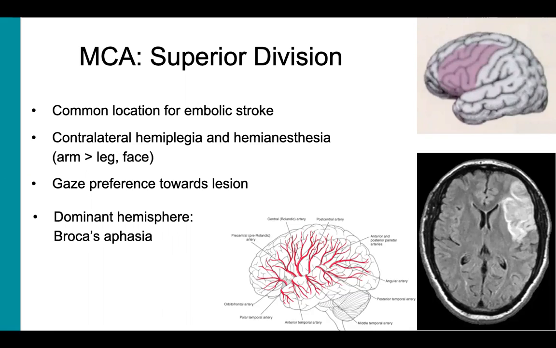It'll also result in a gaze preference to the ipsilateral side of the lesion due to frontal eye field involvement, like we saw in the proximal MCA stroke. With an infarct in the dominant hemisphere, there is often an associated Broca's expressive aphasia.